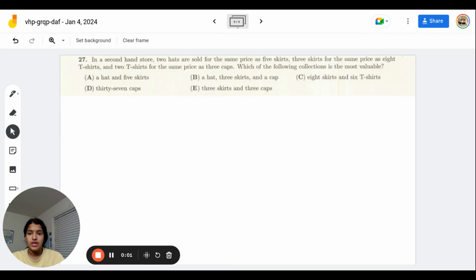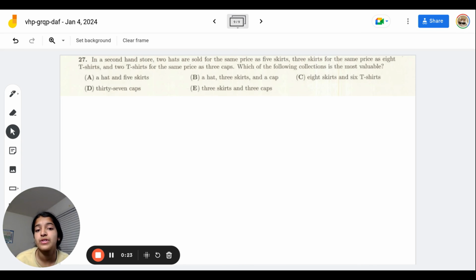Number 27. In a second-hand store, 2 hats are sold for the same price as 5 skirts. 3 skirts are sold for the same price as 8 t-shirts, and 2 t-shirts are sold for the same price as 3 caps. Which of the following collections are the most valuable? So the easiest way to solve this question is that we would start assigning values.